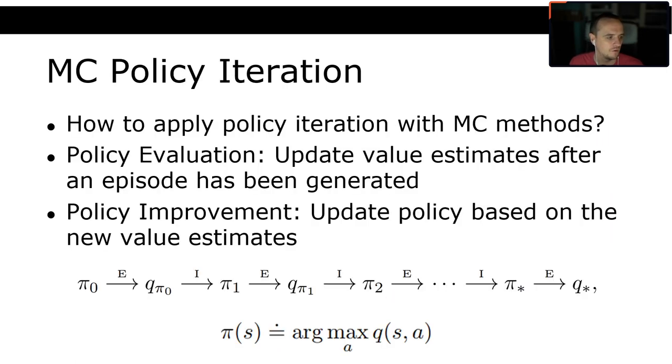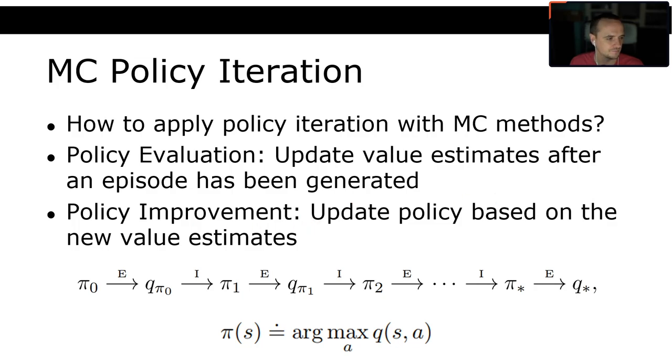Okay, so now that we know what GPI is, how are we going to actually do that? So how do we apply policy iteration within Monte Carlo methods? So policy evaluation, again, is we're updating the value estimates after an episode has been generated. So that's important. So we generate an entire episode, and then we use that algorithm that we showed before, which is the Monte Carlo method value update. And that's done after the episode has been generated.